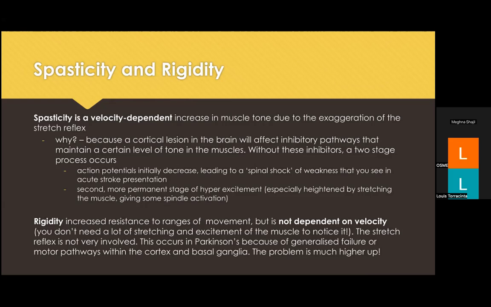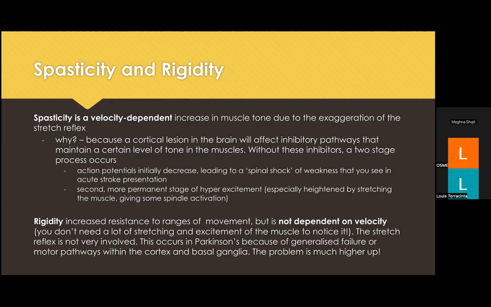But over time, hours to days to weeks, a more permanent stage of hyperexcitement occurs. The nerves have suddenly lost their inhibition from those corticospinal tracts because they're not getting that information, since there's been a stroke way up high in the brain. They effectively get hyperexcitement of their own stretch reflexes. They get some spindle activation and start getting really high tone. So they start kind of running their own show, with loads of synapses just firing, and you get a lot of spasticity.